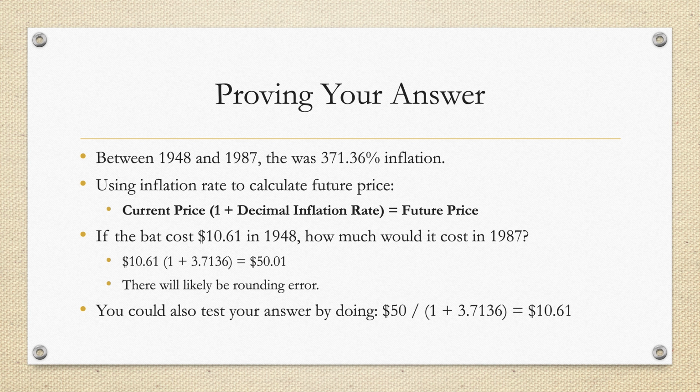Alternatively, you could just rearrange the equation a little bit here, and you could do $50, which is the 1987 price, divided by 1 plus 3.7136, and that will give you the 1948 price. So you should get the same thing because you're just rearranging the equation there. So that's how to go ahead and do the calculations.